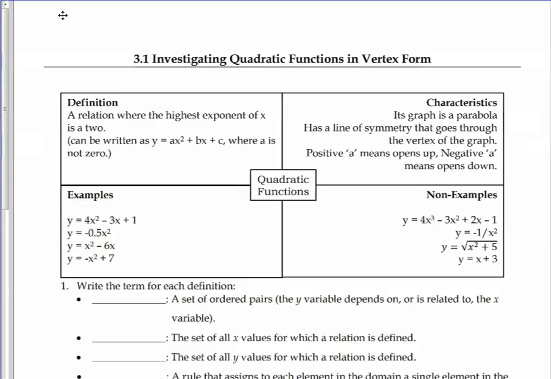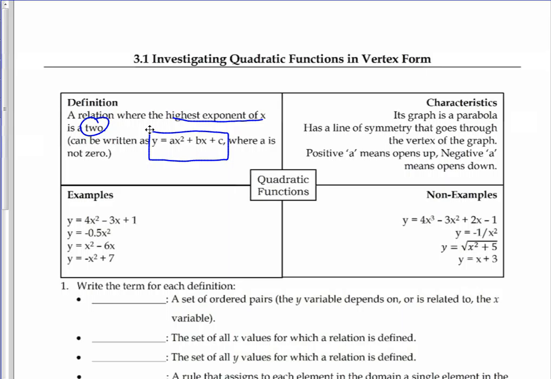So what is a quadratic? Well, a quadratic is a function that has its highest exponent of x being 2. It's often written as ax squared plus bx plus c. Okay, so that's a quadratic.